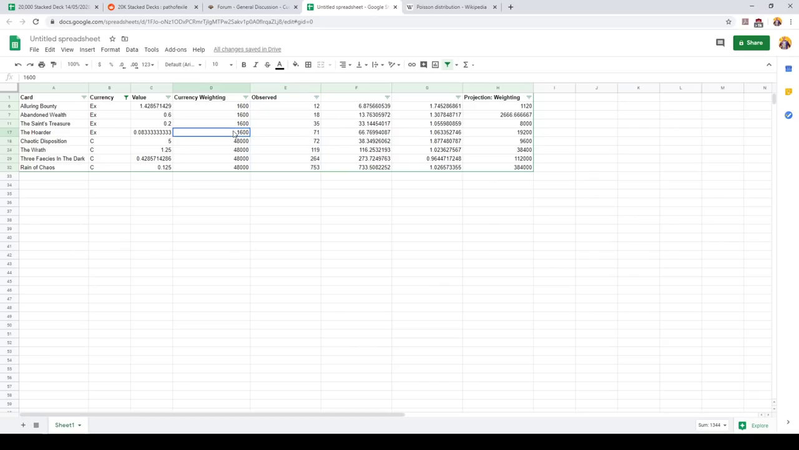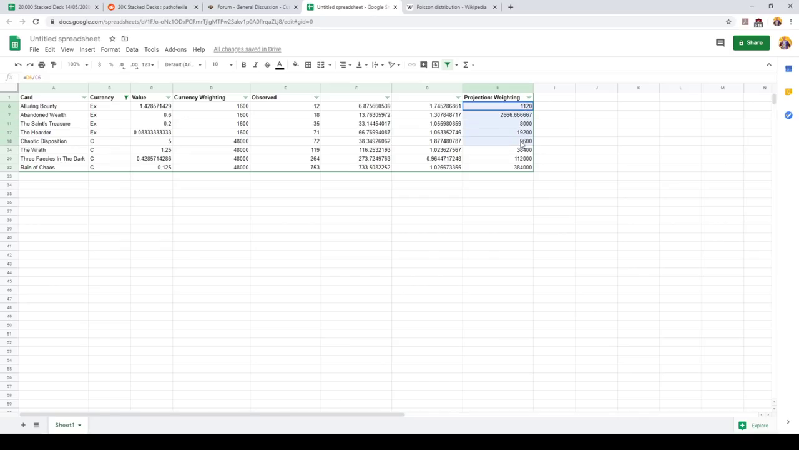is that the weighting of the divination card is based upon the currency weighting divided by the actual value of the number of the currency that it's equivalent to. So, for instance, the Hoarder would be 19,200, so 1,600 divided by 1/12. This would be 8,000, and you can see these numbers over here, projected weighting. Abandoned Wealth would be 1,600 divided by 0.6. Alluring Bounty would be 1,600 divided by 10/7. And so on for the Chaos Orbs as well.